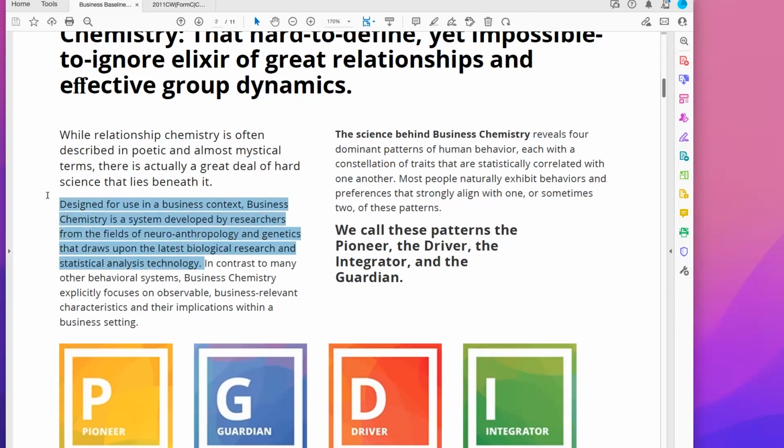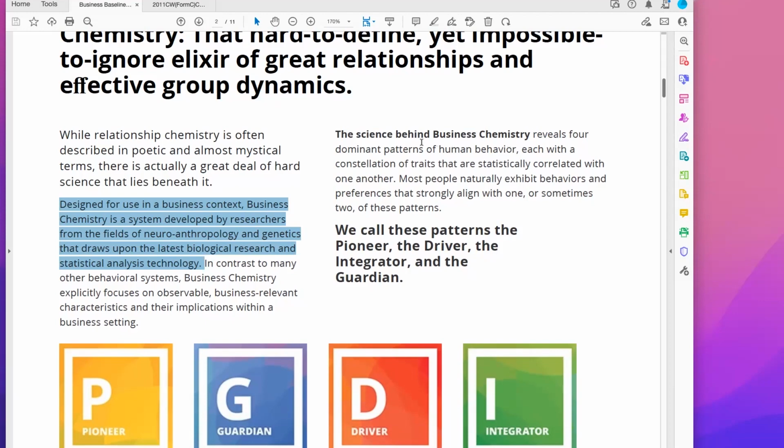Did that mean anything to any of you, or is that just a whole lot of really nice words? It's all word salad. I don't really know. In contrast to many other behavioral systems, business chemistry explicitly focuses on observable, business relevant characteristics and their implications within a business setting. Okay, that I can say. All right, good. Now I know what you're really talking about.